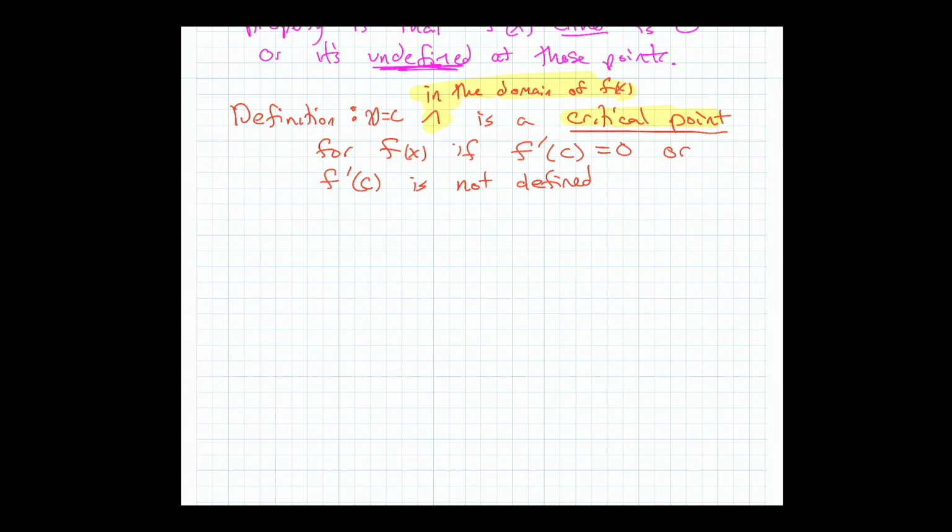Now the reason we care is because we're writing this theorem down, which is very important. We're writing down the extreme value theorem now. This is what we were trying to get to. Extreme value theorem.